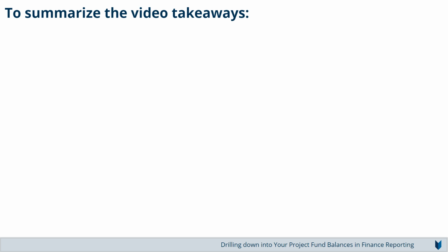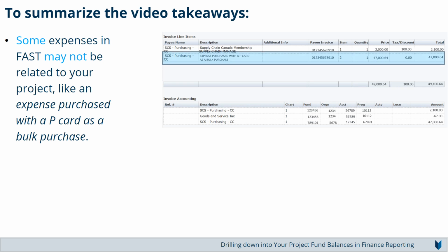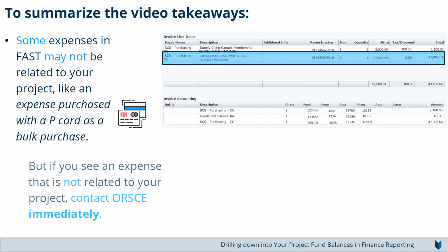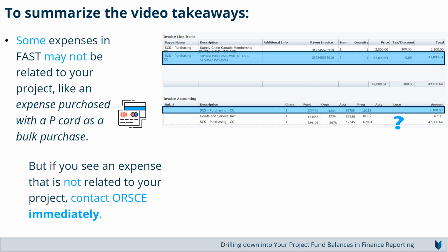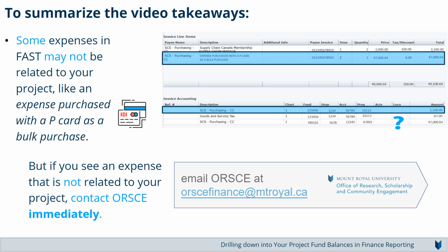That's all for this video overview for drilling down into project fund balances within FAST Finance Reporting. Let's summarize the takeaways. First, sometimes you can see expenses that are not related to your project, like an expense purchased with a P card as a bulk purchase. However, if you see an expense that has your FOAP number but is not related to your project, contact ORC right away.